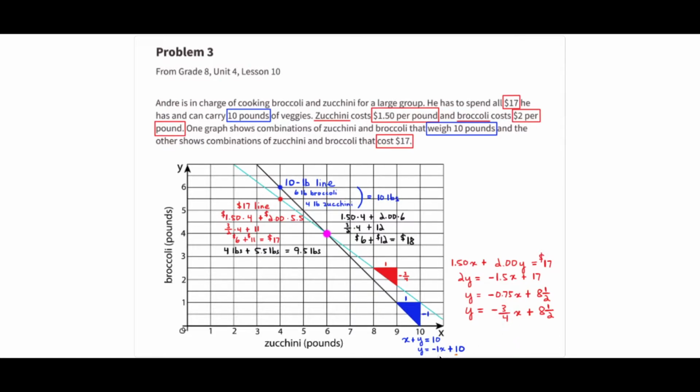So -1 and a -3/4, the difference is a -1/4. So if you're going down this way, it's going to close this gap by 1/4 of a pound each time. That's the difference of these two slopes. Slope of this blue line is a -3/4. The slope of the pound line, this black graph, is a -1.